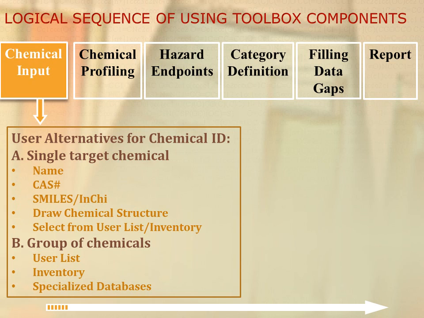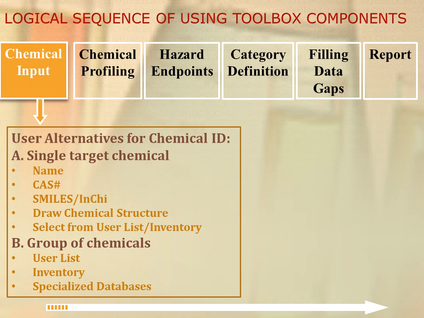The first step in this is to tell the computer what chemicals you want to work with, and these become the target chemical, and you can have either a single chemical or a group of chemicals. So you can put in a chemical name, a CAS registry number, SMILES or ECHI code. If you don't know any of that, you can draw the chemical structure, or you can peruse a user list or inventory and pick one.